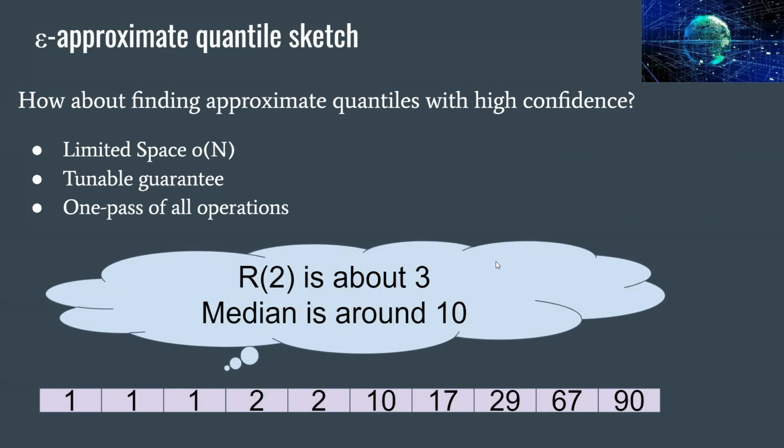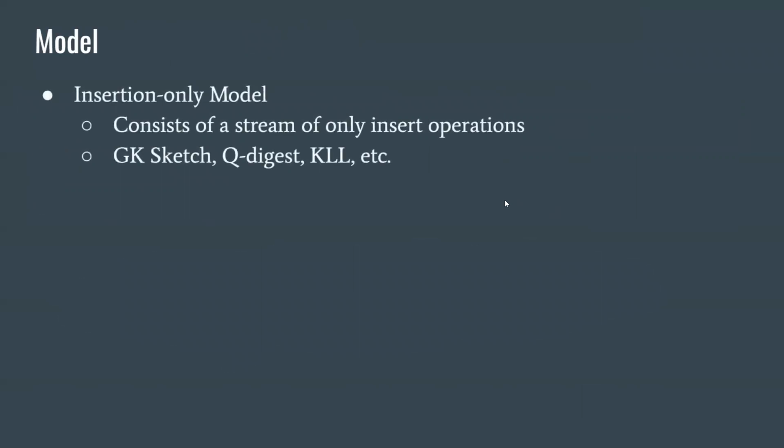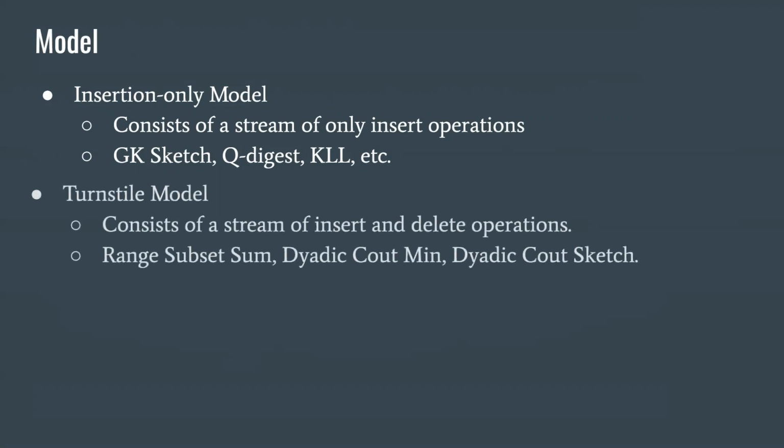Through the past 3 decades of research, several algorithms have been proposed and operate in different models. In the insertion-only model, the input only consists of insertions. Some of the famous sketches that operate in the insertion-only model are GK sketch, Q-digest, and KLL. In the turnstile model, the inputs consist of both insertions and deletions, where deletions were previously inserted. Some of the well-known sketches that operate in the turnstile model are range subset sum, dyadic count-min, and dyadic count sketch.